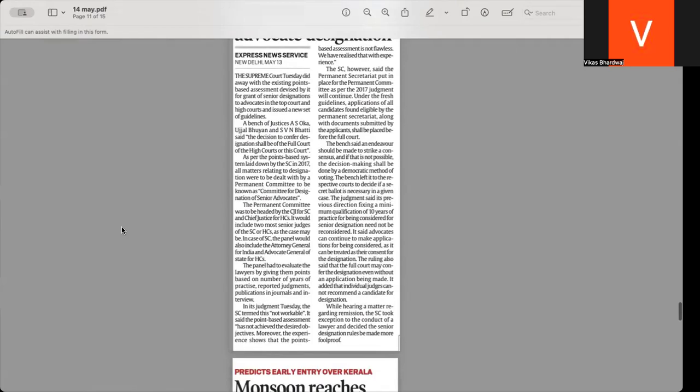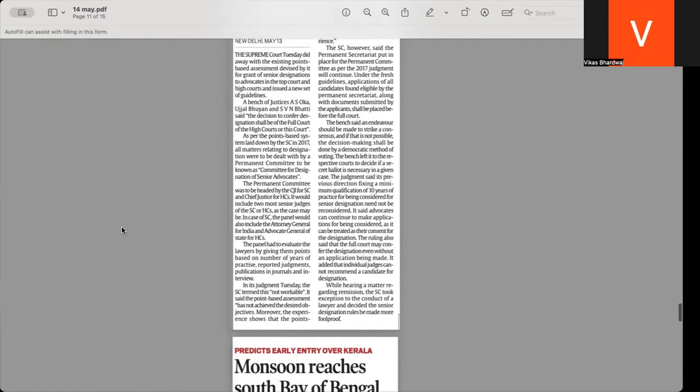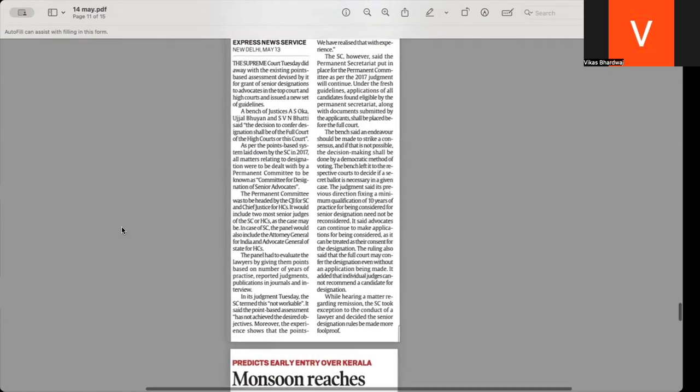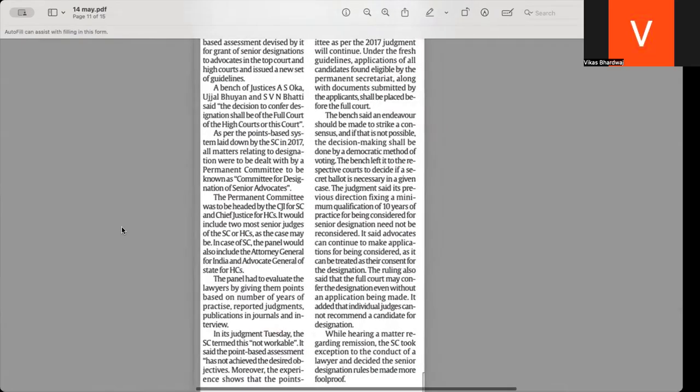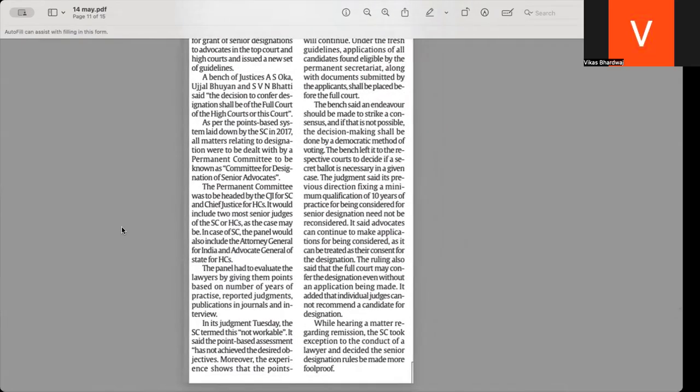So advocates can make applications for being considered, as it can be treated as their consent for designation. The full court may confer the designation even without an application being made. It added that individual judges cannot recommend a candidate. So you can say democratization, more transparency. What do you believe about what is happening, and why has it taken so long to do so? Please do make a note.